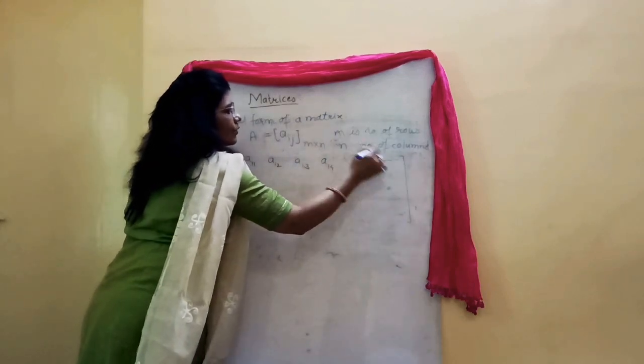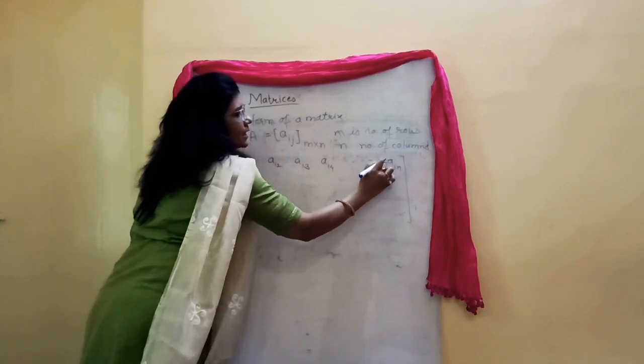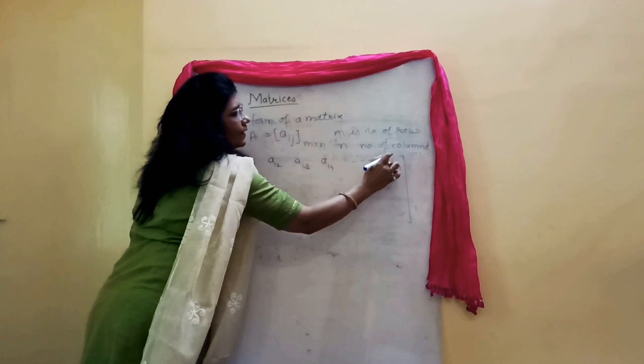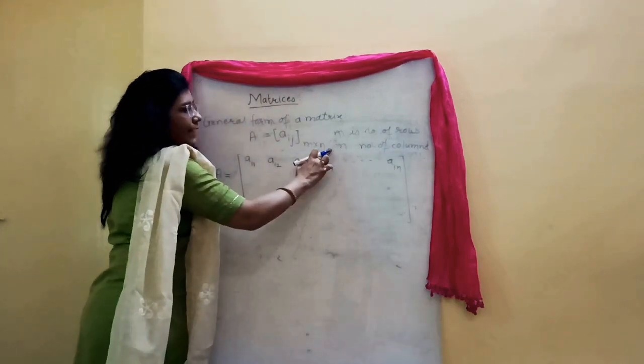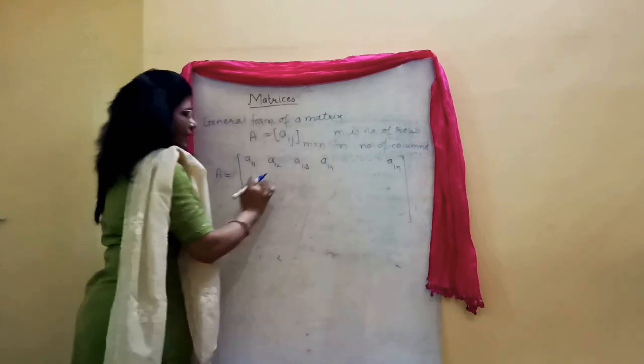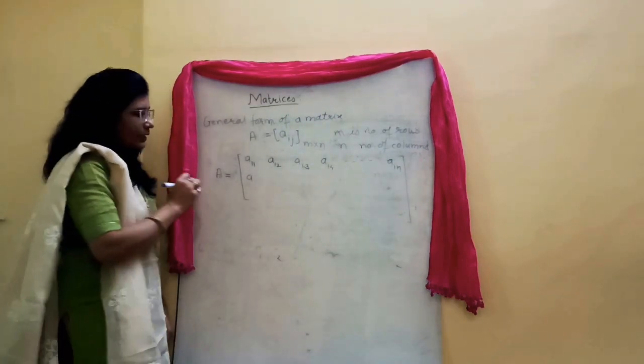Suppose there are n number of columns, then the last element will be A1n. That is first row, nth column, if n number of columns are there. Okay.